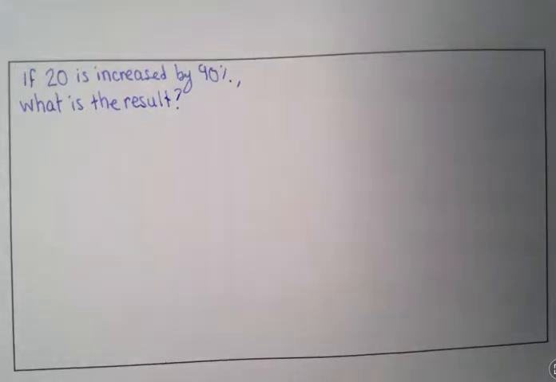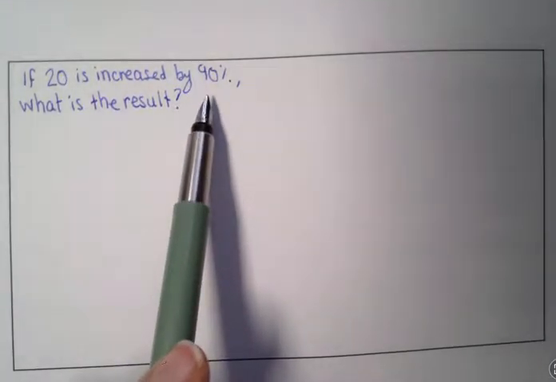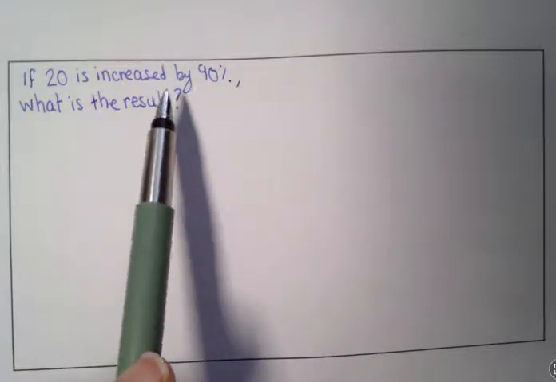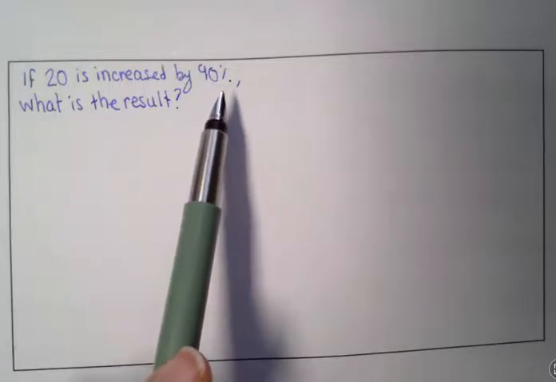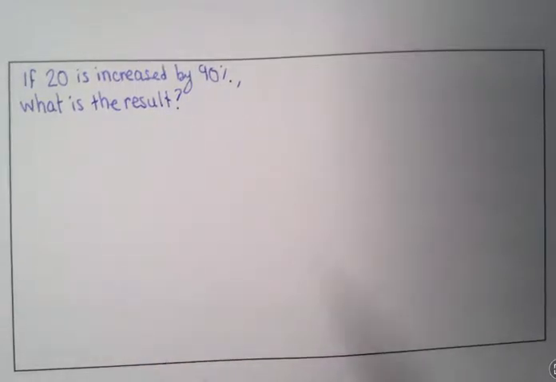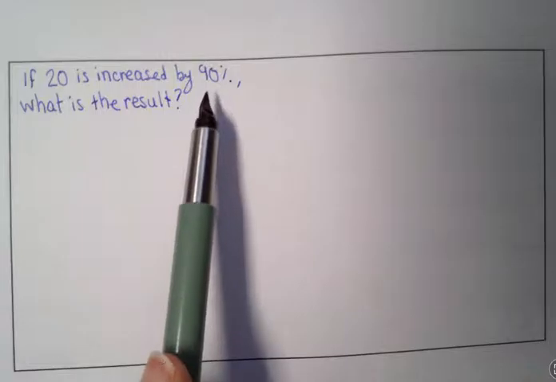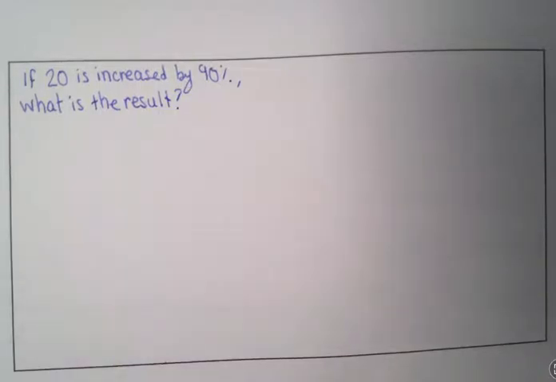So we have to be careful with this one. When we increase something by 90%, we're increasing it, so we're making it bigger. But 90% is a percentage that is less than 100. So some people might think you multiply it by 90 over 100, but that wouldn't work. And I'll show you why. So we're going to start with 20.